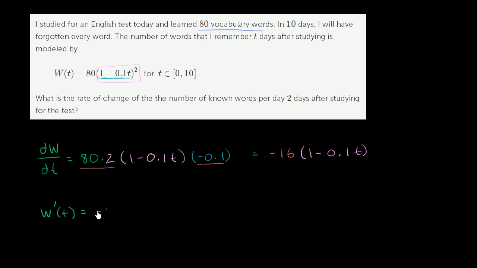It's equal to negative 16 times (1 minus 0.1t). So what's this going to be? What is the rate of change of the number of words known per day 2 days after studying for the test? Well, we just have to evaluate this when t is equal to 2. So W prime of 2 is equal to negative 16 times (1 minus 0.1 times 2).